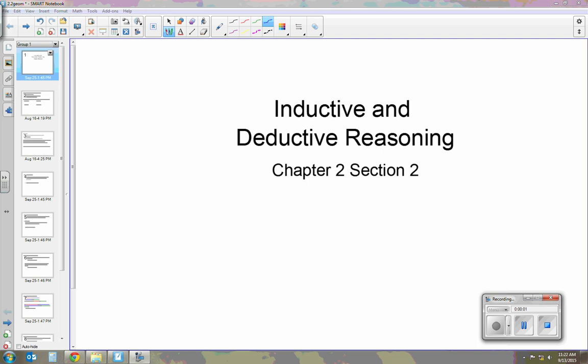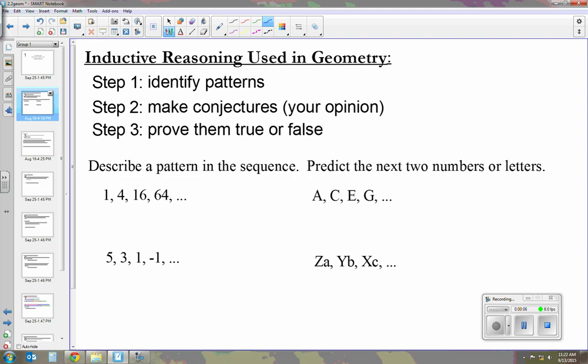I'm going to be talking about inductive and deductive reasoning. First off, let's talk about inductive reasoning. Inductive reasoning is when you identify a pattern, you make a conjecture, your opinion, your guess, your hypothesis, and then you prove them true or false.